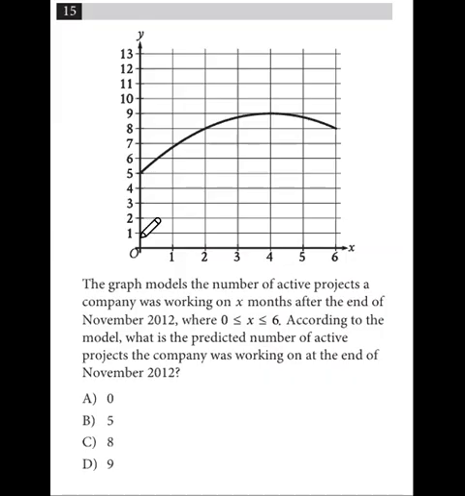Okay, so question 15. The graph models the number of active projects a company is working on X months after the end of November 2012. What is the projected number of active projects they're working on at the end of November 2012? So this is the same date as the start date. So we just have to look at the start date, which is at 5. So the correct answer is B.